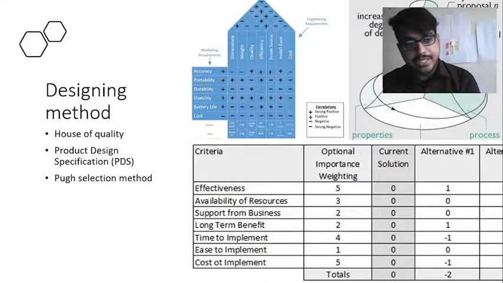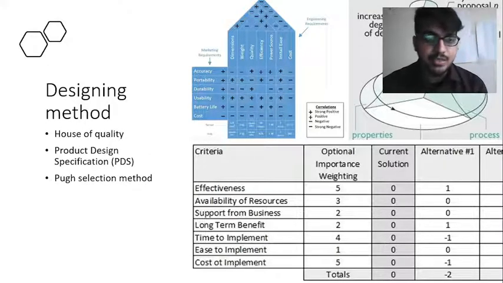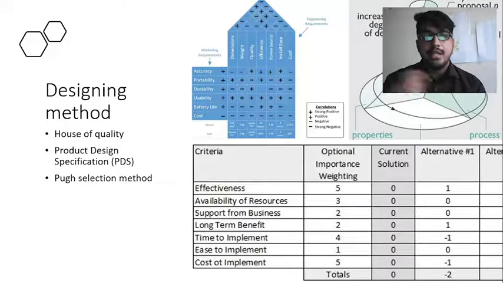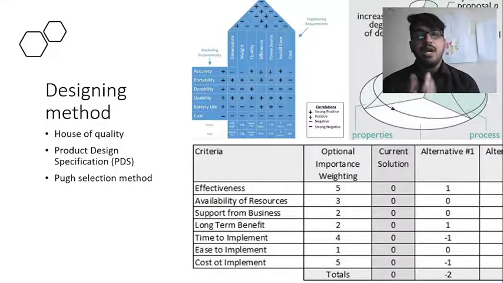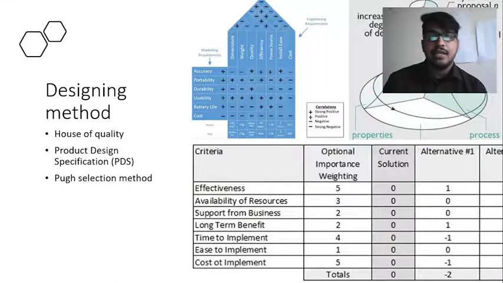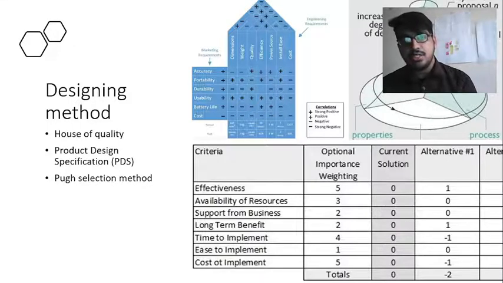Now let's talk about the designing method. The designing methods used are three: one is house of quality, then product design specification, then part selection method. How this goes is, first we identify the most important aspects using the house of quality. Then we take that to find out what is really needed using the product design specification, and come up with a solution using the part selection method.